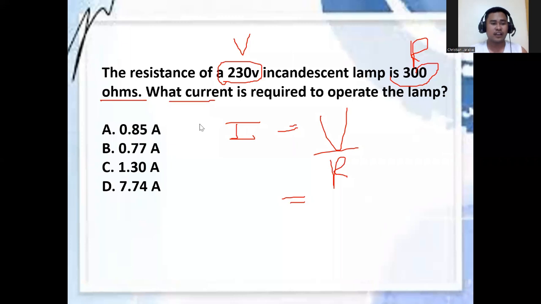So the answer here is letter B, 0.77 amperes. Okay, 0.77 amperes. Ayan. I think most of the board exam is meron siyang calculations, no?